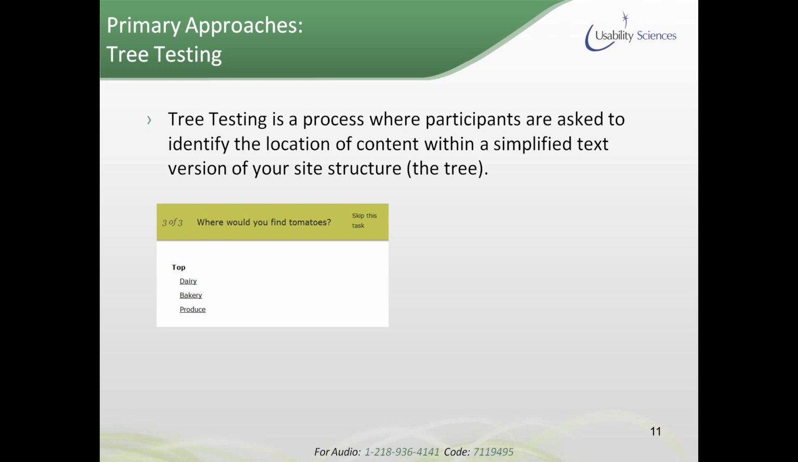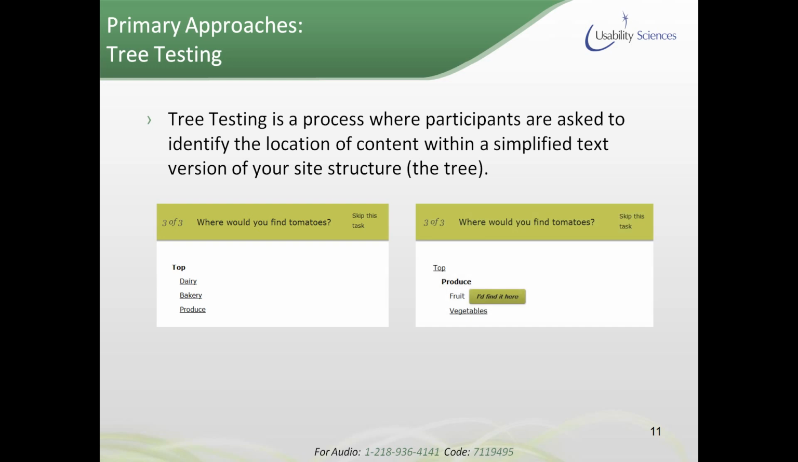That's the tree. If you see in this example here, very simple task: where would you find tomatoes? The user can skip this task, or what we want them to do is ultimately pick between these top level categories listed here: dairy, bakery, produce. As they click on one that they think makes the most sense, let's say they click on produce, the tree will keep expanding and allowing them to drill down and make those decisions as to where they would expect to find tomatoes until they get to the lowest level.